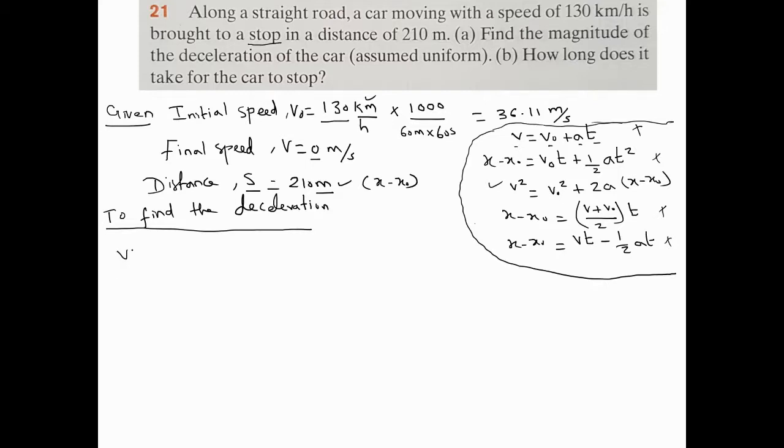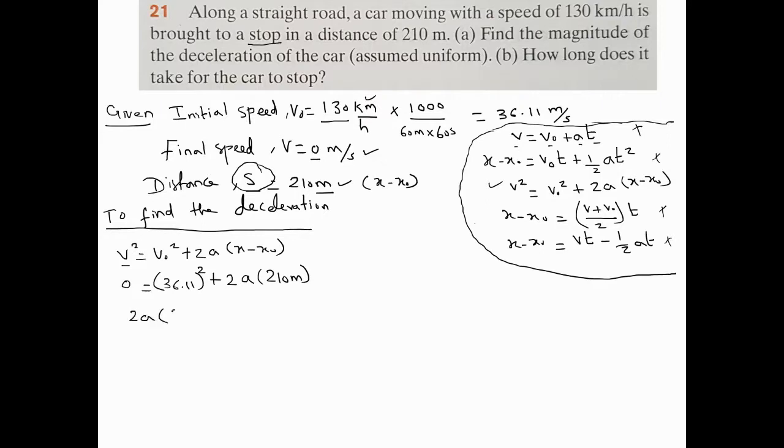So if I write v square equal to v naught square plus 2 into a into x minus x naught. What is my x minus x naught? So I have to rearrange this equation first, or better we can substitute the value. What is the value of your final velocity? Your final velocity is 0. So I can put 0 here. Your initial velocity is 36.11 square plus 2 into a into your x minus x naught, which is nothing but 210 meter. Now if you rearrange this equation, what will you get?